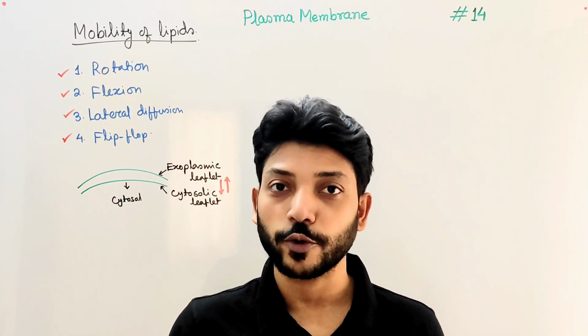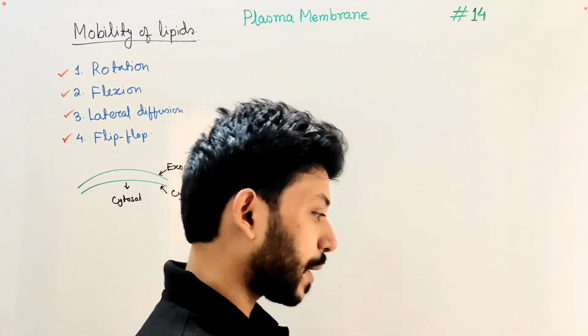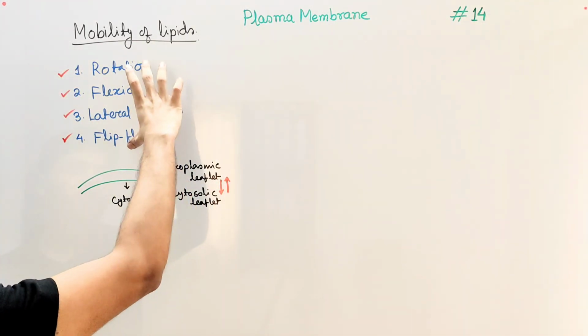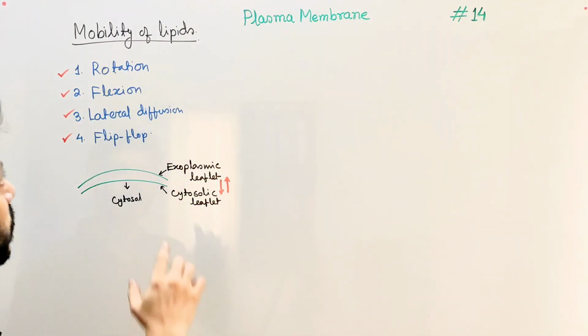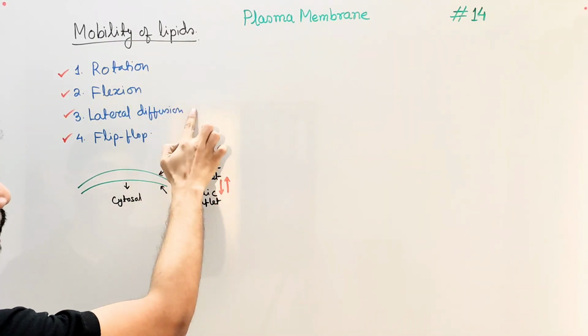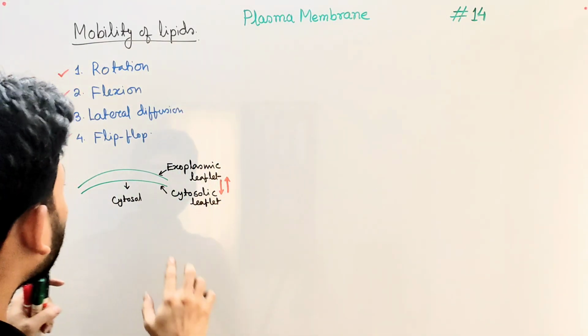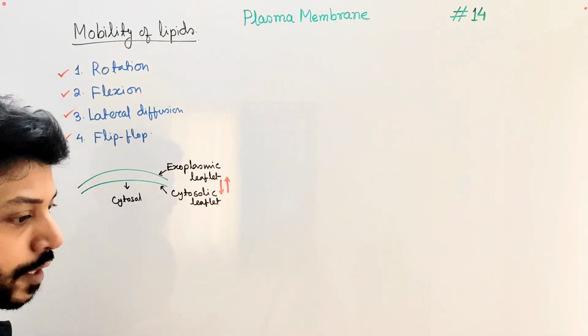Welcome everyone. Today we are going to learn about flip-flop movements of plasma membrane. Now, in my previous video, I have mentioned that lipids perform 4 different movements. That is why it is called mobility of lipids. One is rotation, flexion, and lateral diffusion that I have already mentioned in my previous video. Now, in this video, we are going to learn about flip-flop.